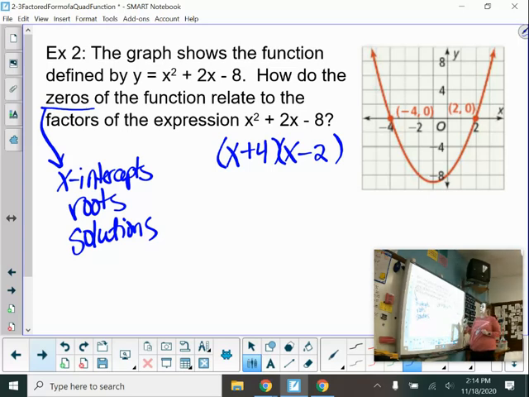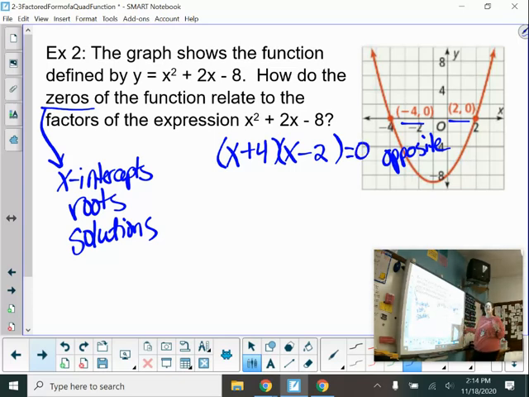If you look at the factors of the positive 4 and the negative 2, and then you look at the zeros of negative 4 and positive 2, you can see they're opposite. So the factors and the x-intercepts are actually opposite. And the reason for that has to do with the fact that these are zeros, and we're going to be using something called the zero product property.